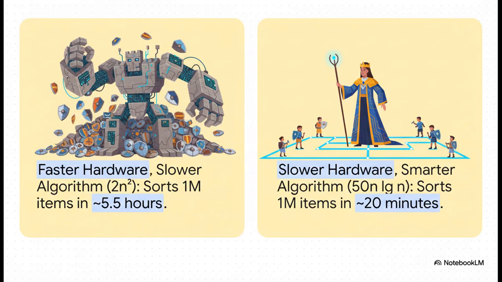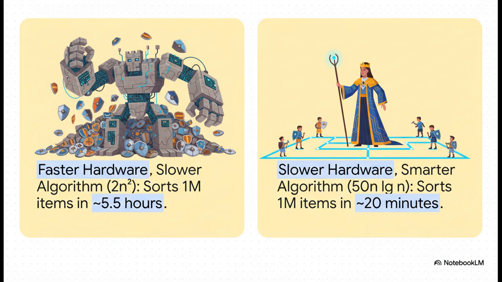And this brings us to what might be the most important lesson here. A better algorithm is way more important than faster hardware. Get this. Let's imagine a super fast computer, computer A, running that slow brute force algorithm. And we'll pit it against computer B, a machine that's 100 times slower, but it's running our smart divide and conquer algorithm. Who wins? It's not even close.